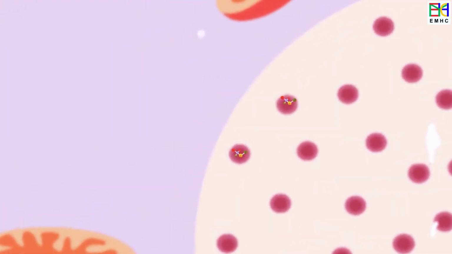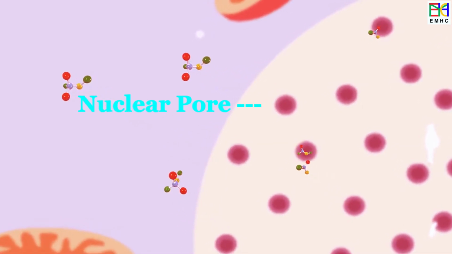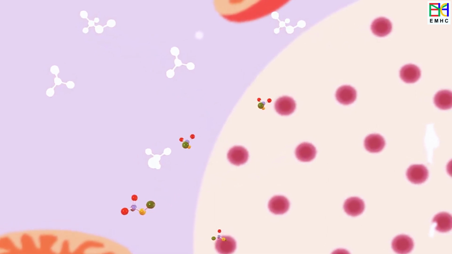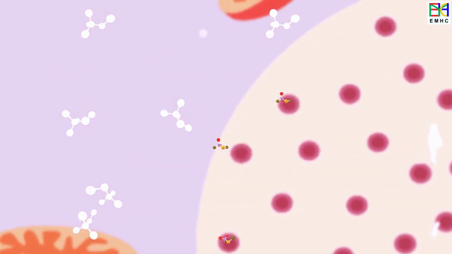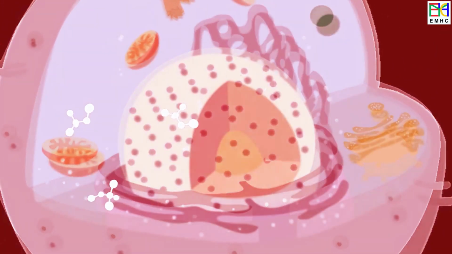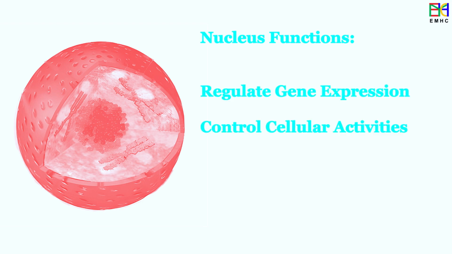At intervals around the periphery of the nucleus, the outer and inner membranes of the nuclear envelope fuse to form numerous nuclear pores. These pores function in controlling the movement of metabolites, macromolecules, and ribosomal subunits between the nucleus and cytoplasm. The functions of the nucleus include regulating gene expression and controlling cellular activities by transcribing DNA into messenger RNA that serves as a template for protein synthesis.